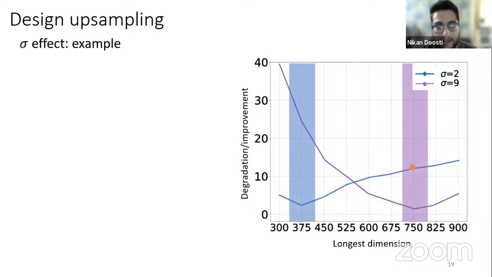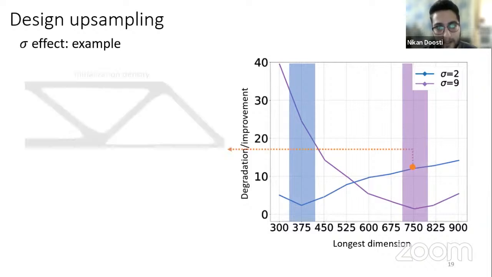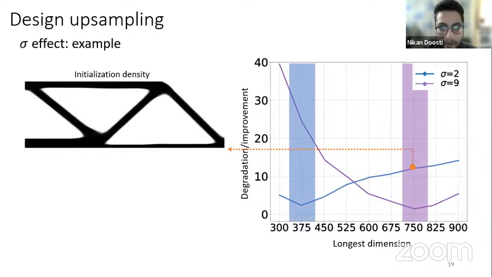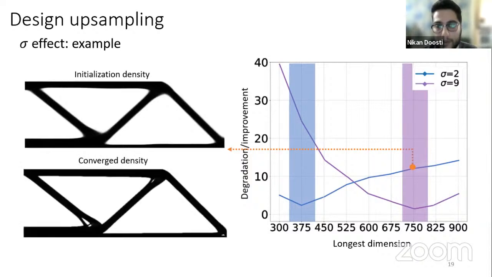And to showcase an example where the initialized solution, or the solution our method obtained, is not optimal, we consider this example with sigma 2, where the initialized density is smooth, and when we interpolate it to a large resolution, the traditional solver starts to add more details to the design, as we can see here in the colored boxes.